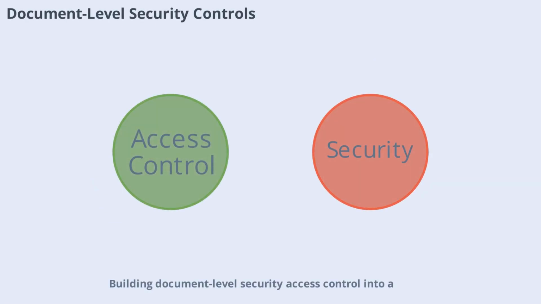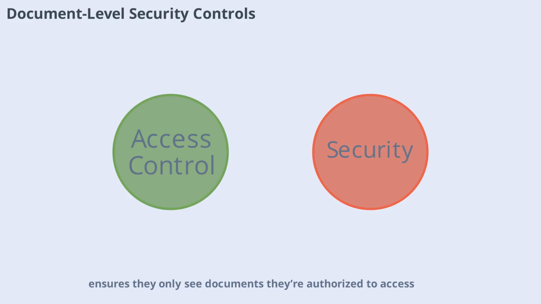Building document-level security access control into a RAG pipeline starts during the document ingestion phase. User access control lists are saved as metadata alongside each vector chunk. When a user queries the system, their identity is validated, and a metadata filter ensures they only see documents they're authorized to access.